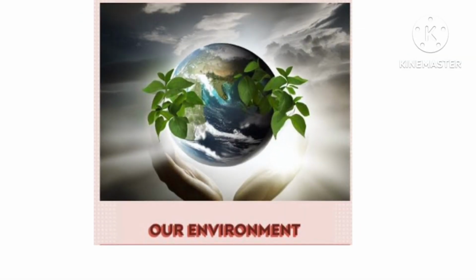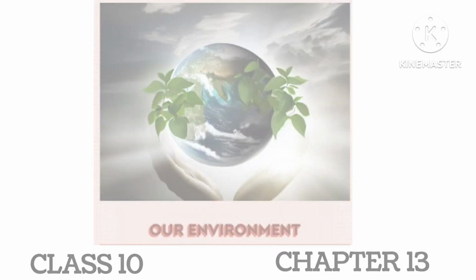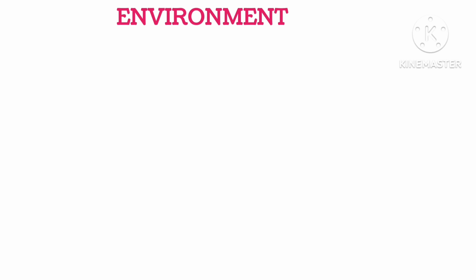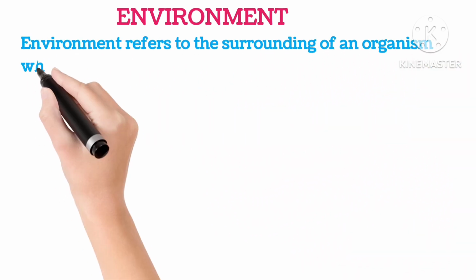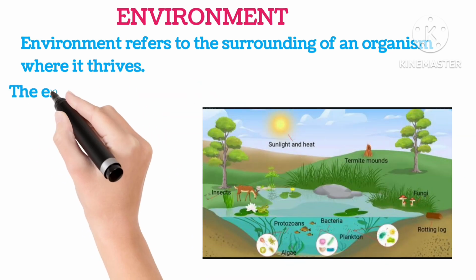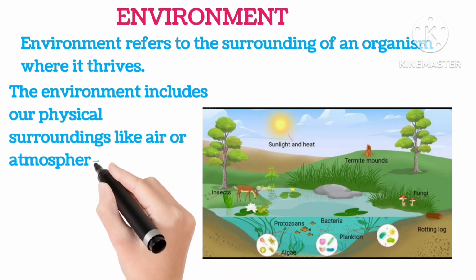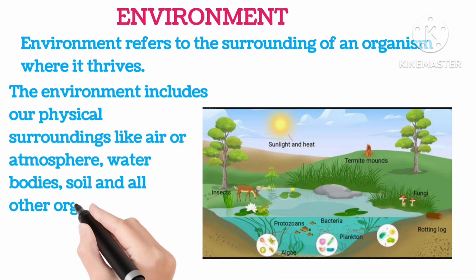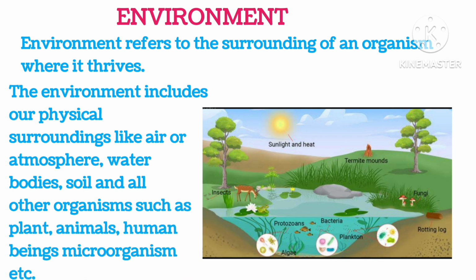Today's topic is our environment, class 10, chapter 13. Environment. Environment refers to the surrounding of an organism where it thrives. The environment includes our physical surroundings like air or atmosphere, water bodies, soil, and all the other organisms such as plant, animal, human beings, microorganism, etc.